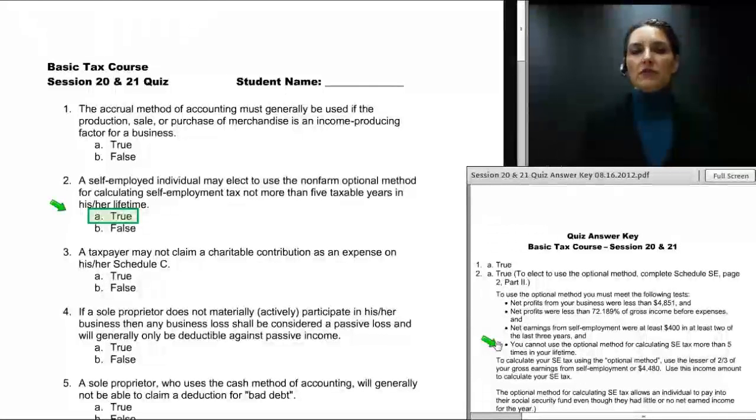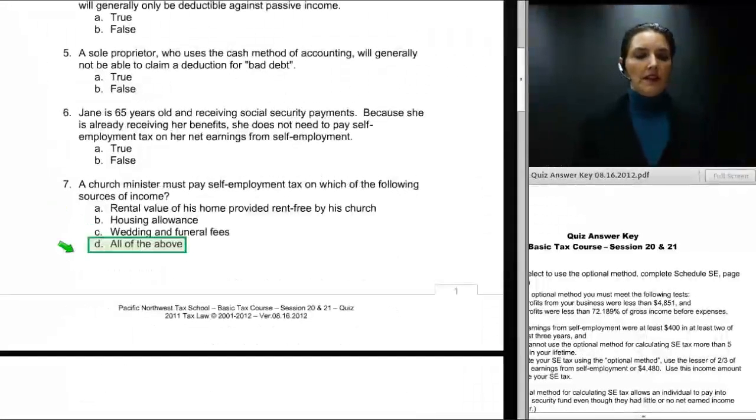Essentially, the purpose of the optional method is to allow an individual to create a net profit from self-employment purposes for generating self-employment tax, but also to generate some specific benefits such as the Earned Income Credit and the Refundable Child Tax Credit. Things like that can be generated as a result of making an election to pay self-employment tax under the optional method, but there is a limit on the number of times in your lifetime you can do that. The next question we're looking at is question number 7.